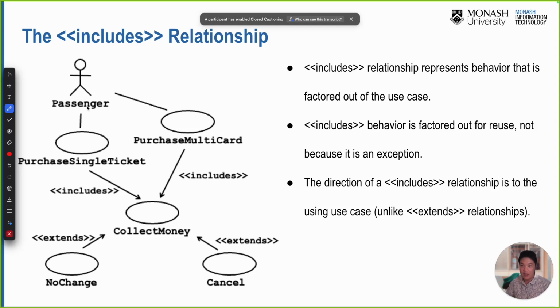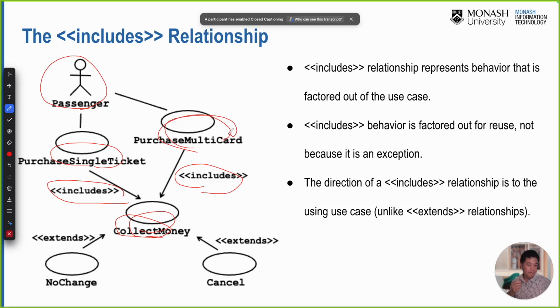For example here, this is a passenger, and they can purchase multiple cards or purchase a single ticket, right? They cannot purchase without paying the money. That's why collect money, we describe as an include relationship. Does it make sense? To collect the money, it has to happen after they purchase the multiple cards or the single ticket. It cannot be earlier, okay?